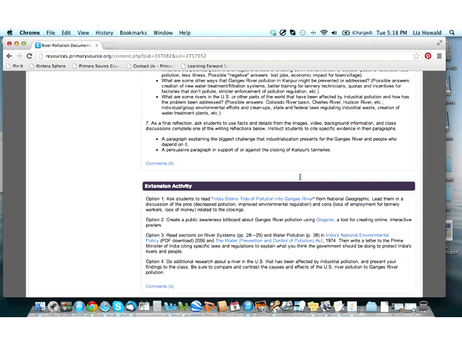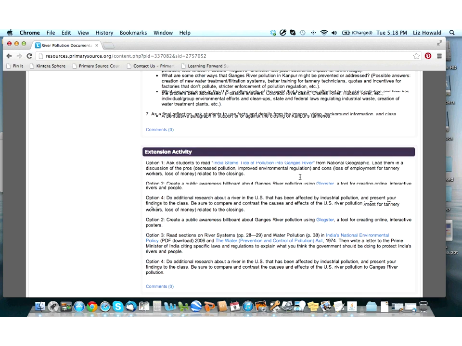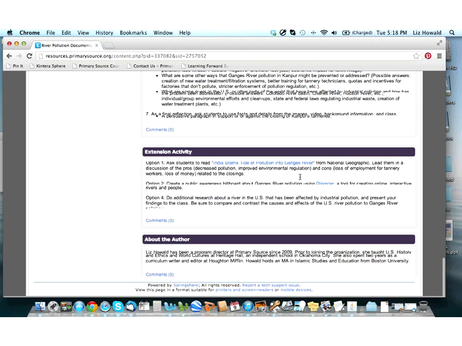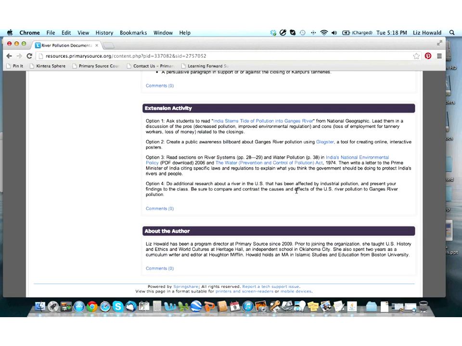And again, like some of the other activities, this one really includes a lot of options for the extension. We have them thinking about reading an article about what's going on today in terms of the tanneries and trying to clean up the river, pairing that with this information. They could create a public service awareness billboard, something they could think about putting up in Kanpur, creating knowledge and awareness of the effects of pollution in the Ganges River.